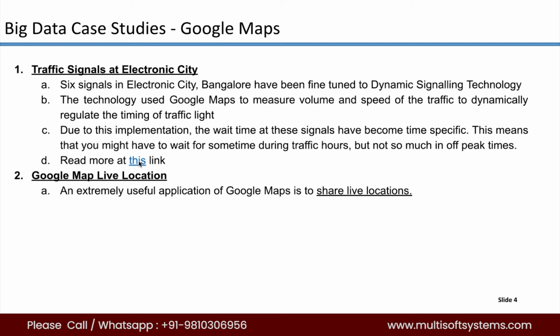If you're not from Bangalore, let me tell you, there's a place called Electronic City in Bangalore, where Infosys and Wipro have started. They have fine-tuned their traffic signals with dynamic signaling technology. I'll tell you what it means. This technology uses the information in Google Maps, and it tracks the kind of traffic present on those signals, 6 signals. In fact, it has been extended to more.